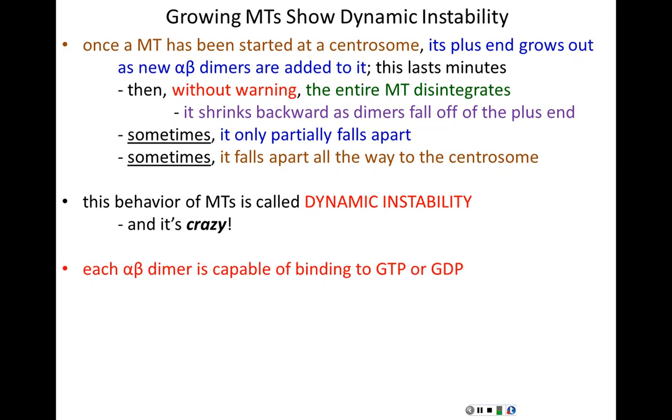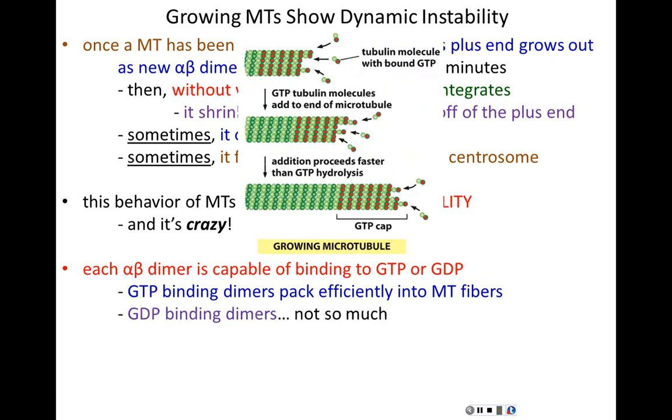Why? Well, it comes down to energy and affinity. Each alpha-beta dimer of tubulin is capable of binding either GTP or GDP. Yep, here we go again. GTP binding dimers, that is, alpha-beta dimers of tubulin that are bound to GTP, pack efficiently and readily into microtubule fibers. However, those same dimers, when binding to GDP, don't have a high affinity for assembling into microtubules.